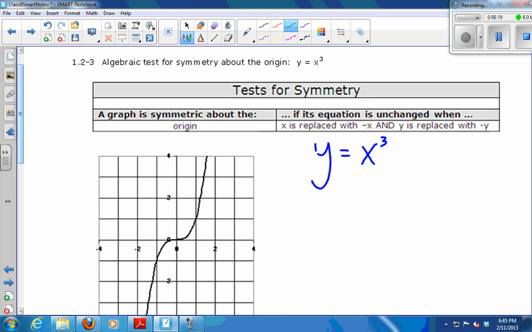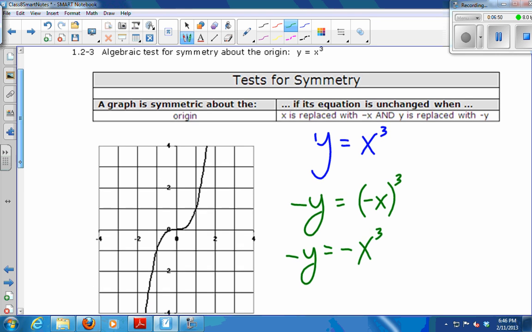So instead of a y here, I'm going to write a negative y. And instead of an x here, I'm going to do a negative x and cube it. So I get negative y equals negative x cubed. That's negative x times negative x times negative x. What does that come out to? It's going to come out negative. It's going to be negative x cubed. And negative y equals negative x cubed.